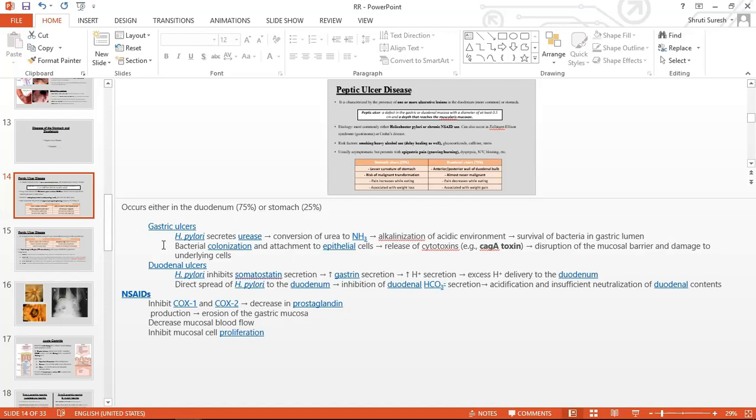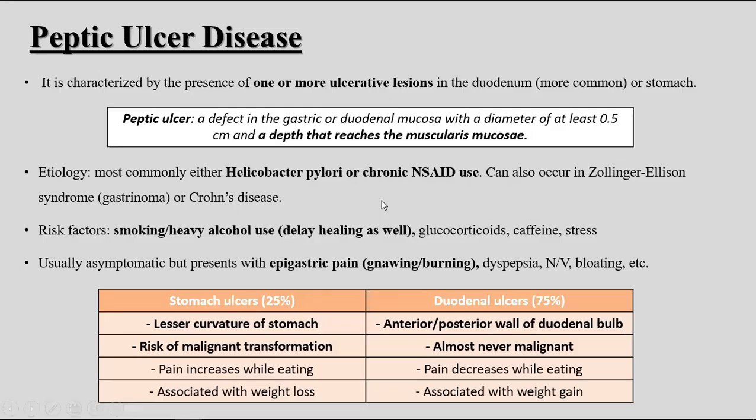So when H. pylori is present in the stomach, it attaches to the epithelial cells and disrupts the mucosal barrier, which is why you have ulcer formation. And it's basically the same reason even in the duodenum. In terms of NSAIDs, they are drugs that inhibit COX-1 and COX-2, so they decrease prostaglandin, which is actually a protective hormone that increases mucus and bicarbonate production. So when you have decreased prostaglandin production, you have erosion of the gastric mucosa, and you have decreased blood flow to the mucosa as well. All of these conditions cause an imbalance between the protective and the acidic forces, which is why peptic ulcer disease happens in this setting.